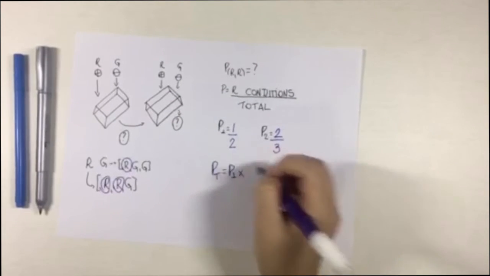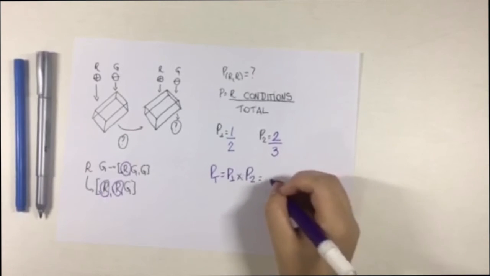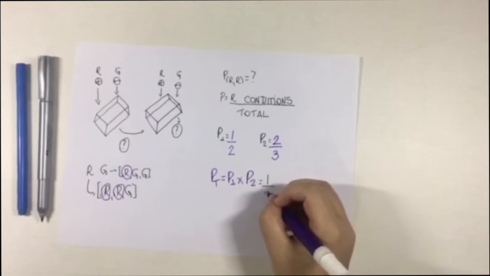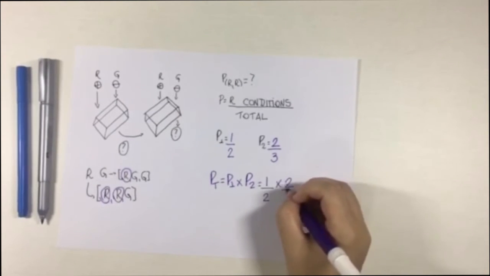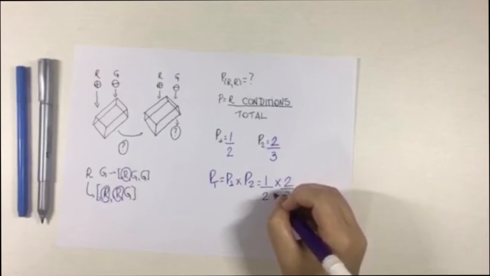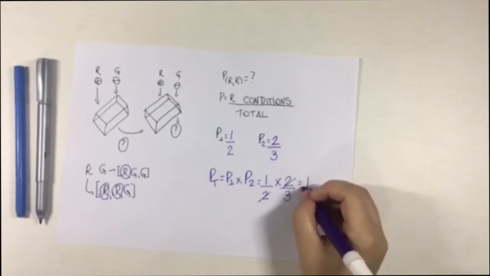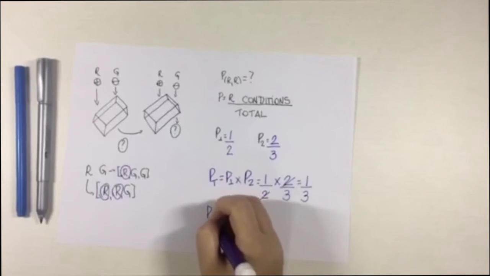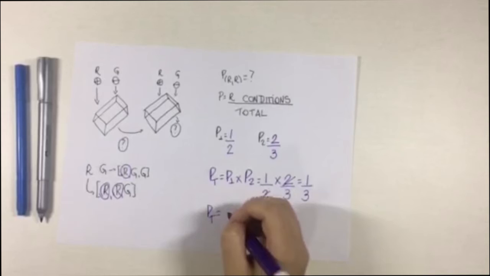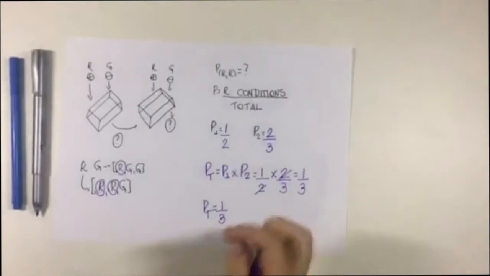Now, we need to know the total probability. So we need to multiply them. The probability of the first one, 1/2, times the probability of the second one, 2/3, totals 1/3, or 33.33 percent, and so on infinitely. That's the probability of getting a red ball from both boxes.